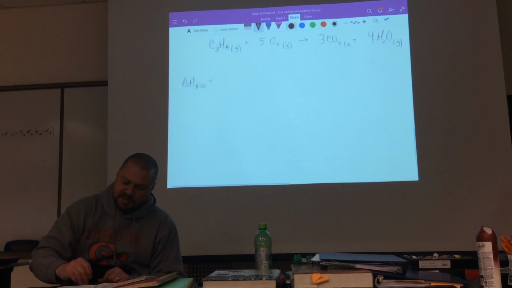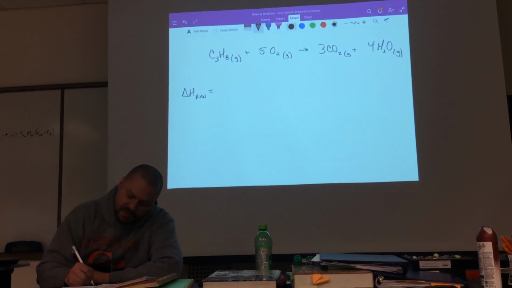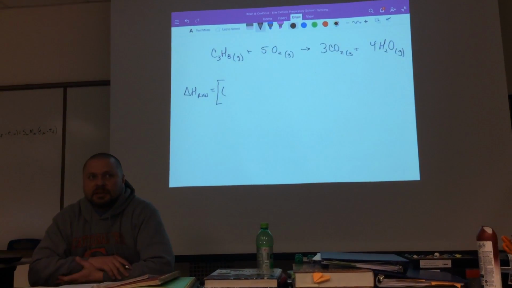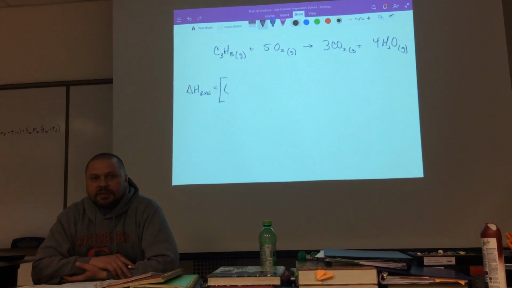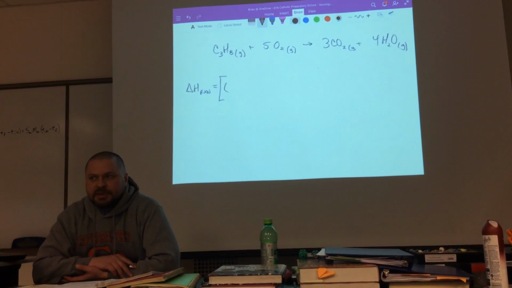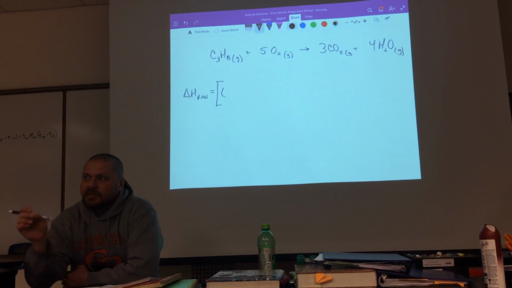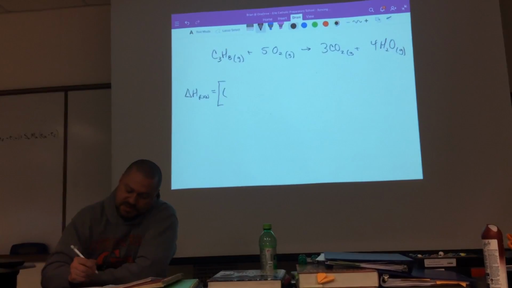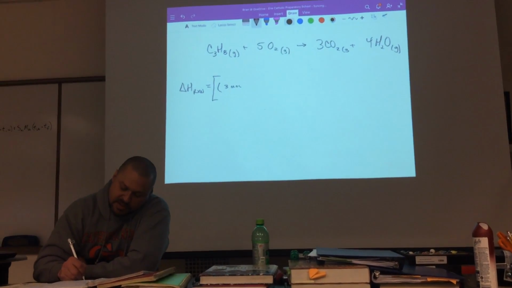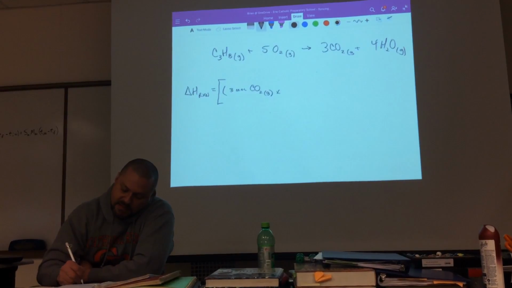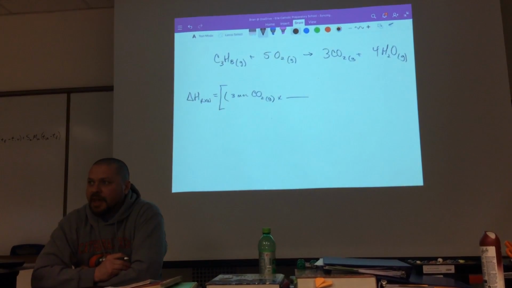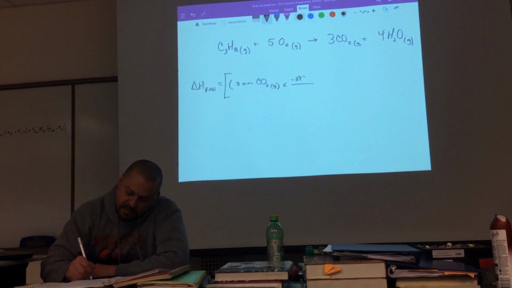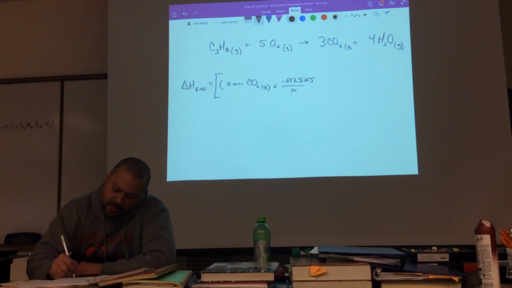So what I'm saying is, I'm going to start out with brackets, parentheses, and it says sigma n of p delta Hf with the degree symbol. So what that means is you take your moles of your product times the enthalpy of formation. So for this, I'm going to start out with the products, 3 moles of CO2 gas, times, and I'm going to go to the back of the book and look up that value. And in the back of the book, it tells me that this is negative 393.5 kilojoules per 1 mole.